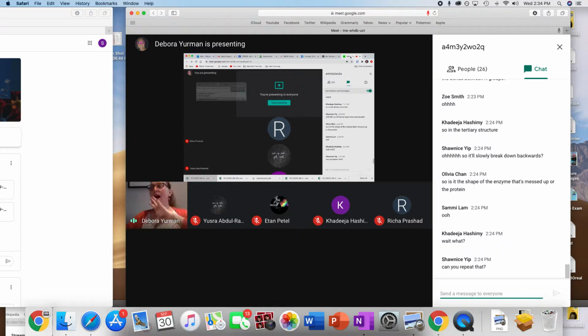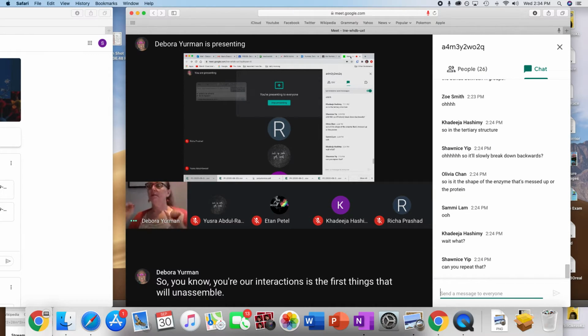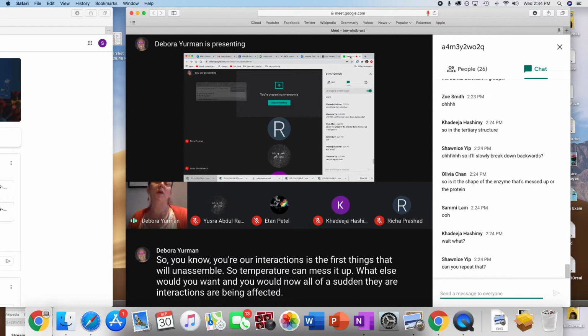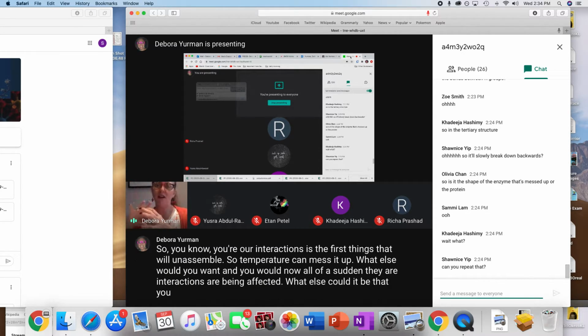So you know your R interactions are the first things that will come unassembled. So temperature can mess it up. What else would you add? And now all of a sudden the R interactions are being affected. What else could it be that you add and now the R interactions are not working and it's denaturing?